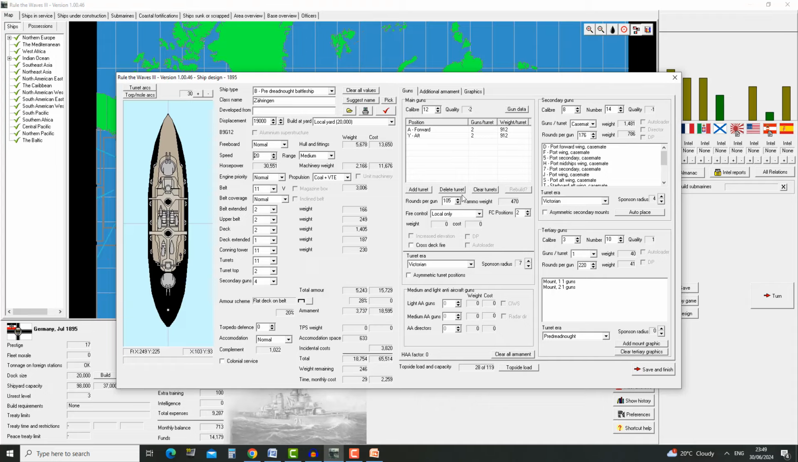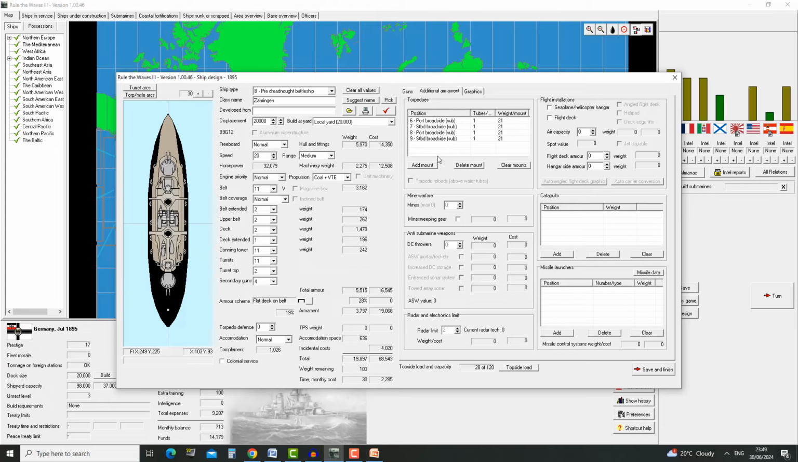But we need more rounds. Yeah, and here we're starting to struggle, 176, 220, so it's lower than that. We would need to increase the tonnage to 20,000, which we actually could. But I'm not entirely happy with that. Okay, we have way too many torpedoes.